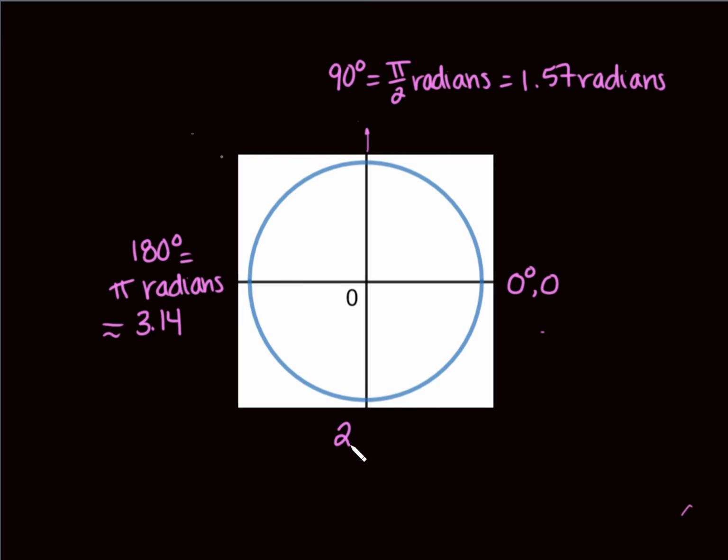And then here, this was 270 degrees. So 270 degrees is going to be equivalent to 3 pi over 2 radians, right? I've traveled a distance of 3 pi over 2 to get here, and so that's what we define that angle to be.